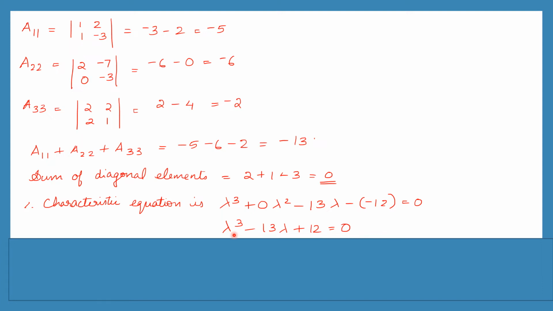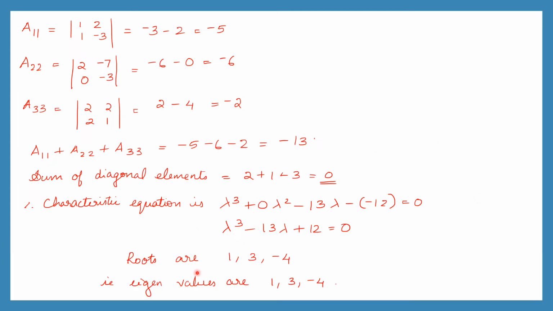Using a scientific calculator, we have to identify the roots of this corresponding equation. Now the roots are 1, 3 and minus 4. So our eigenvalues are 1, 3 and minus 4. So we completed the first step, that is, we obtained the eigenvalues of the given matrix. The eigenvalues are 1, 3 and minus 4.